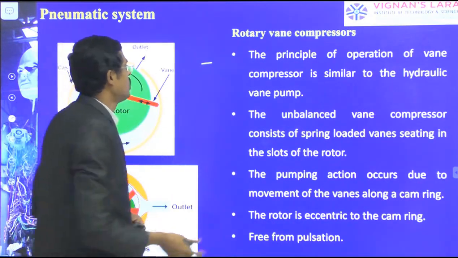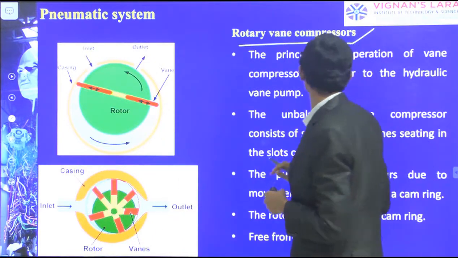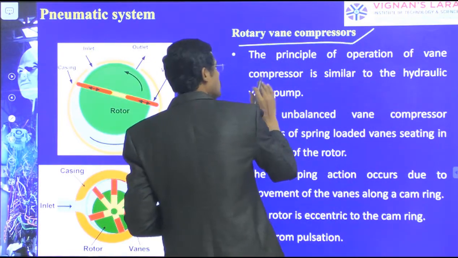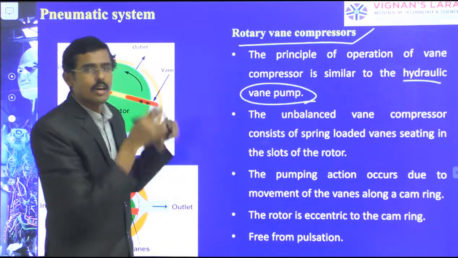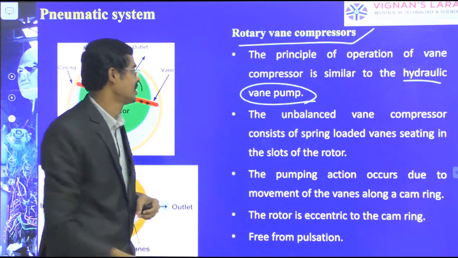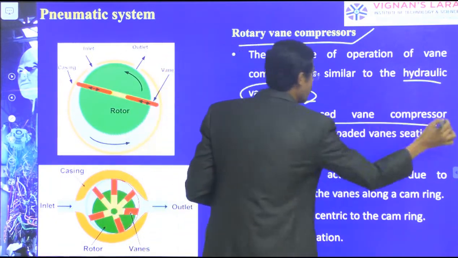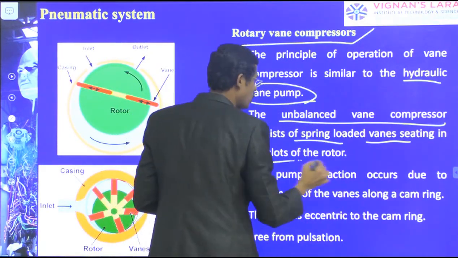Next, I am coming to the rotary vane compressor. The principle of operation of the vane compressor is similar to a hydraulic vane pump. It's also the same as a hydraulic vane pump. What is it? The unbalanced vane compressor consists of a spring-loaded vane sitting on the rotor.